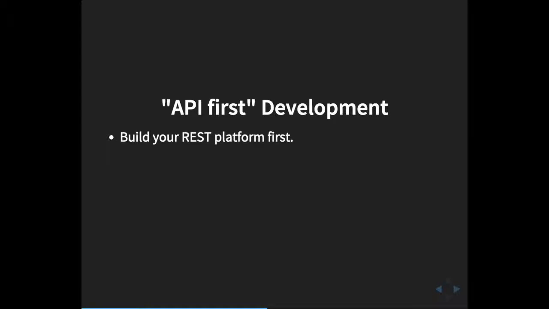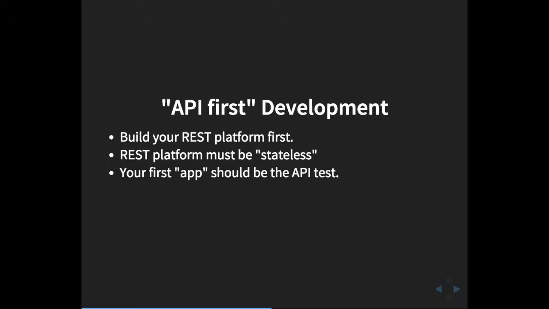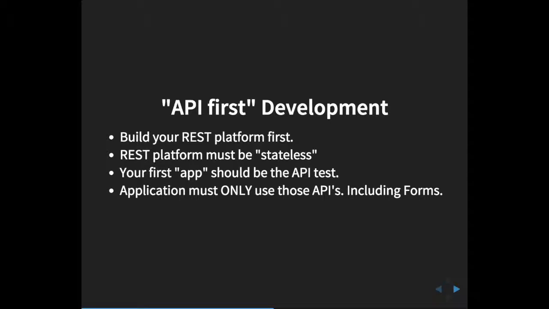So the first thing you need to do is build your REST platform first. Your REST platform must be stateless. This means you're not storing cookies and session and using that cookie to establish session. JWT authentication has become a really popular thing these days. It's something we use at Form.IO. It provides a very stateless way to manage users and scale as well. Your first app should be an API test. And applications must only use those APIs, including forms.